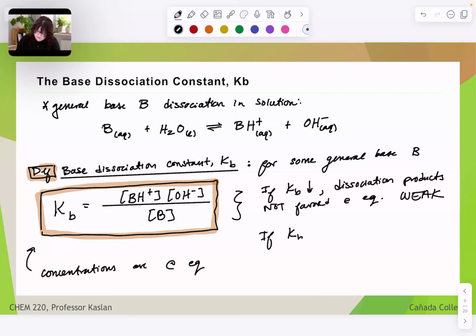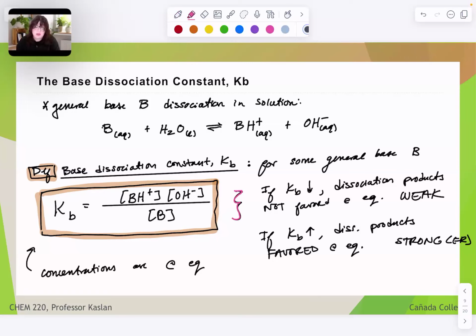And if this dissociation constant is large, then the dissociation products are indeed favored at equilibrium. So we would characterize this as a strong, or at least relatively strong, stronger base than something with a smaller Kb. So again, discussing acid-base strength requires us to understand the magnitude of the dissociation constant that is unique to each species dissociating.